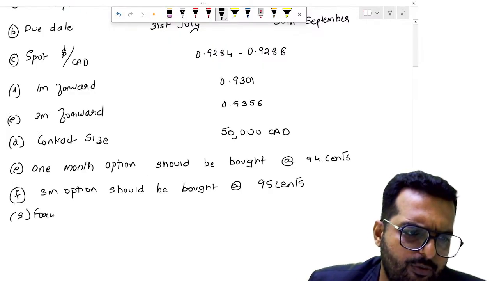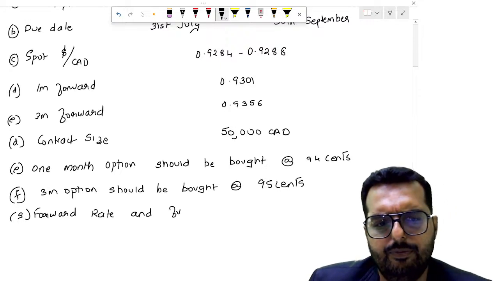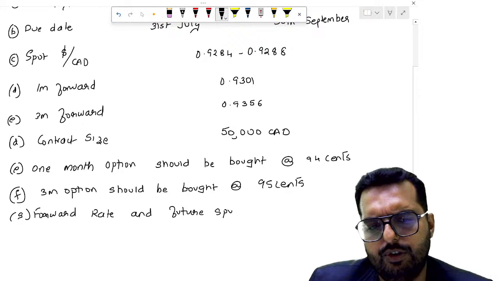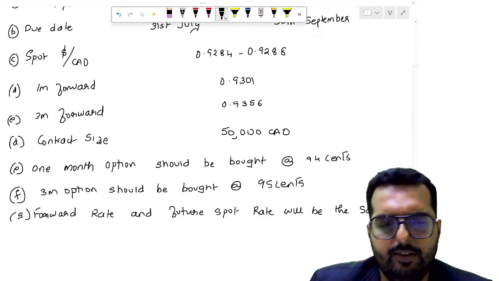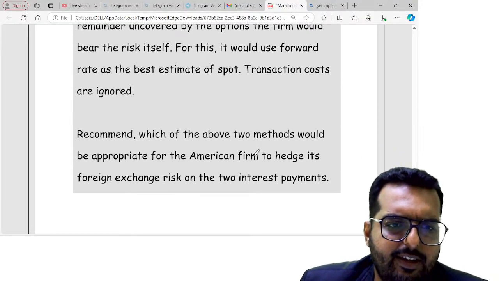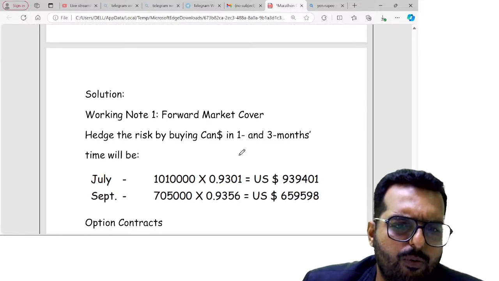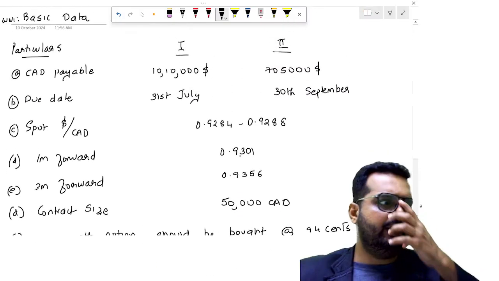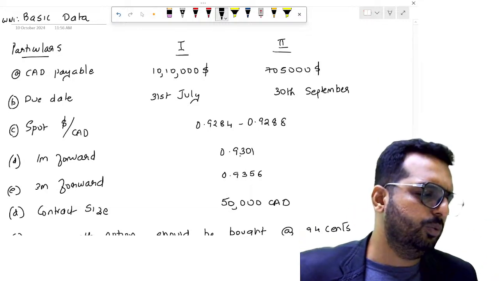So we'll give a sentence: forward rate and future spot rate will be the same. Alright. Transaction costs are ignored. Recommend which of the above two methods is appropriate, whether forward or options. Write down the basic data, thoroughly understand the question, after which we will discuss and do this. Okay.